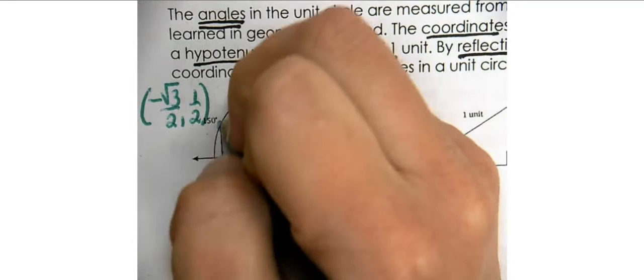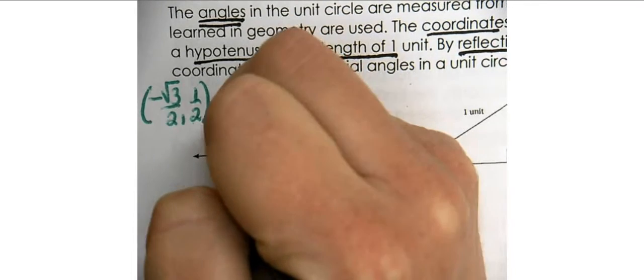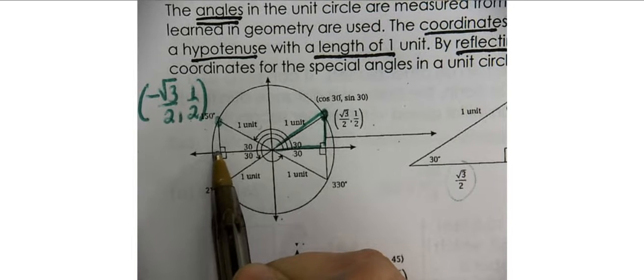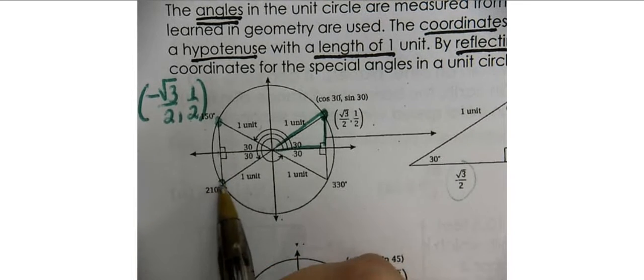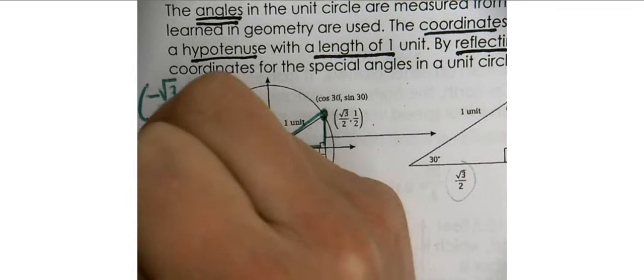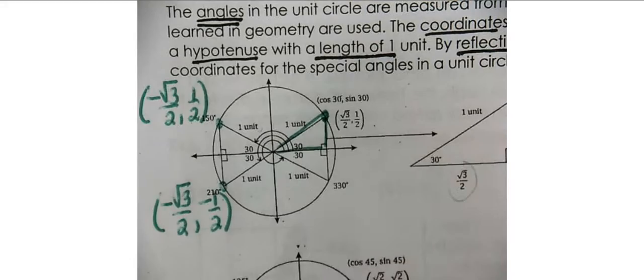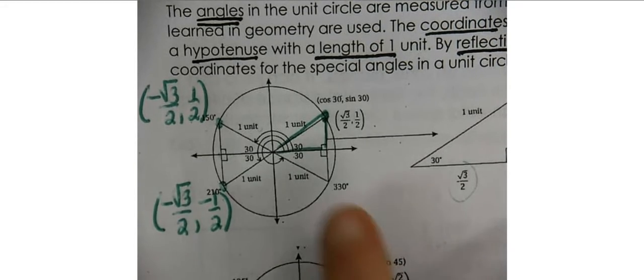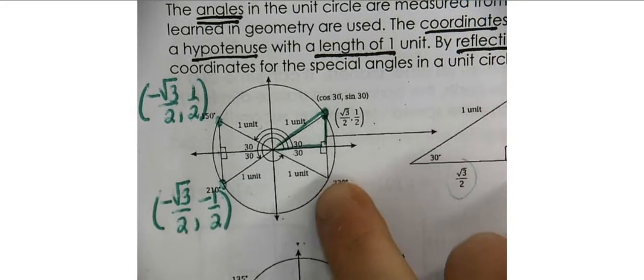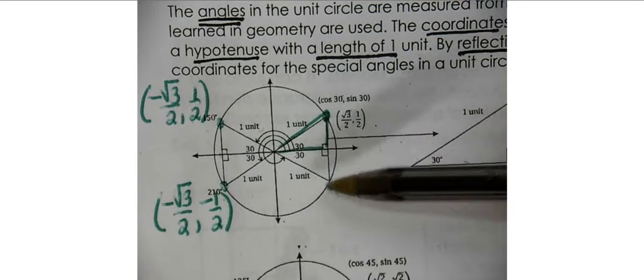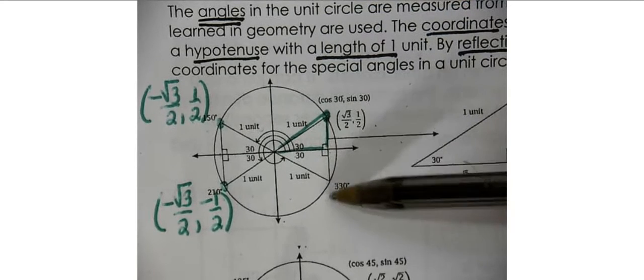If we were to reflect our triangle across the x-axis, we're still going to go to the left, negative square root of 3 over 2, but now we're going down 1/2. So our ordered pair is negative square root of 3 over 2, negative 1/2. And if we were to plot this triangle again, going down, notice that that is located at 330 degrees. That is 30 degrees away from 360 degrees, 30 degrees away from your x-axis.